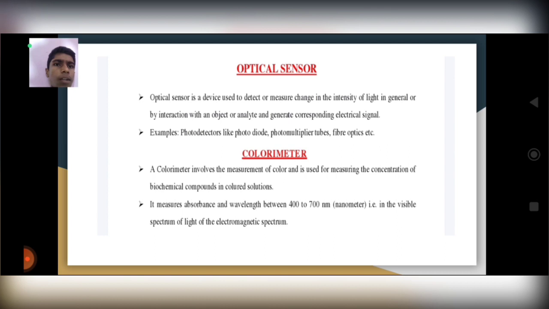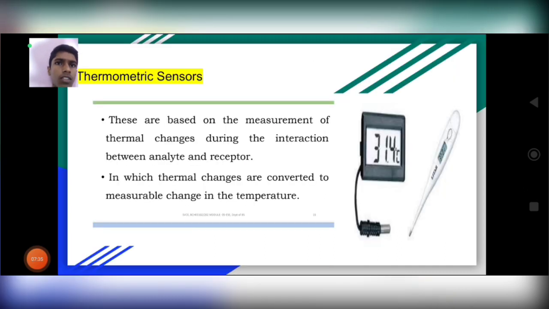Optical sensors. Optical sensors are devices used to detect or measure the change in the intensity of light in general, or the interaction with an object or light, and generate a corresponding electrical signal. Example: detectors like a photodiode. Colorimetric: a colorimetric method involves the measurement of color and is used for measuring the concentration of biochemical compounds in a colored solution. It measures absorbance at wavelengths between 400 to 700 nanometers in the visible spectrum of light of the electromagnetic spectrum.